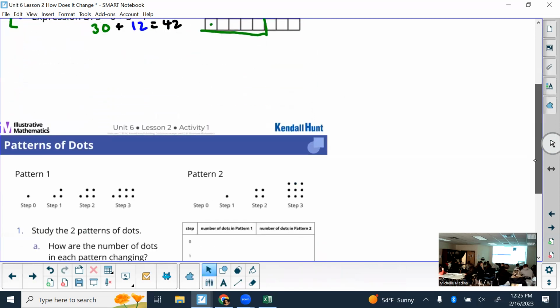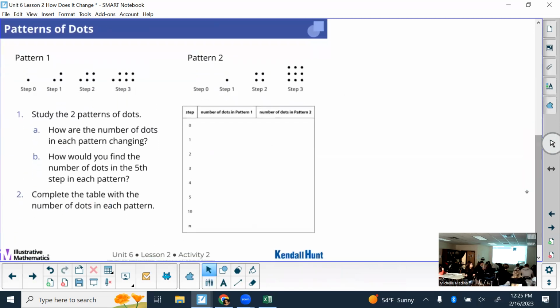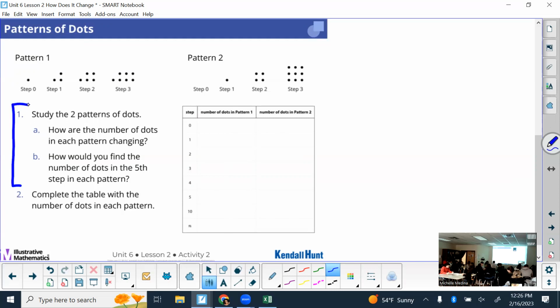Scrolling down. So now we have other patterns. Study the 2 patterns with your groups. Talk about how the number of dots is changing in each pattern. And then figure out what number of dots would be in step 5. So that's the first part. If you can answer the first part, you should be able to fill in this table as well. All right, but start with number 1 for both. How are each patterns changing? And what would step 5 look like?